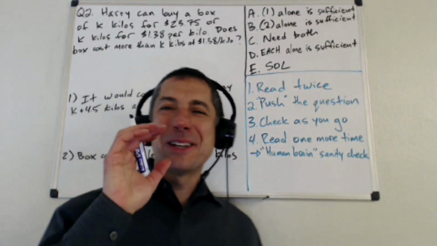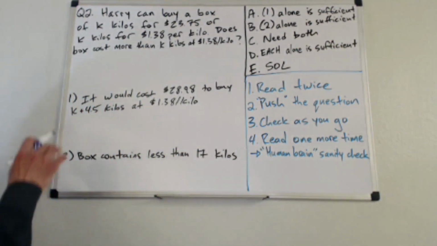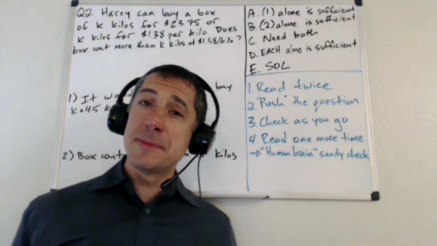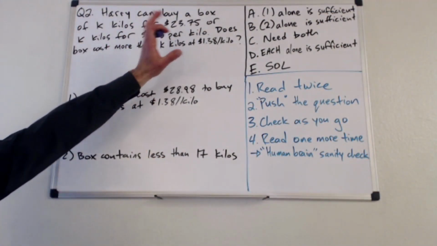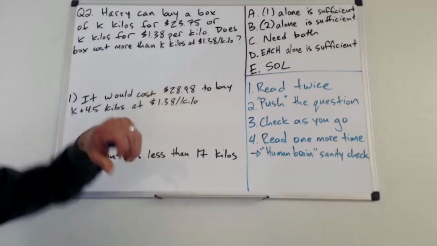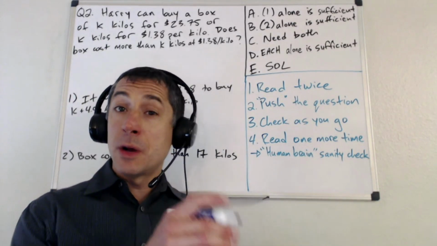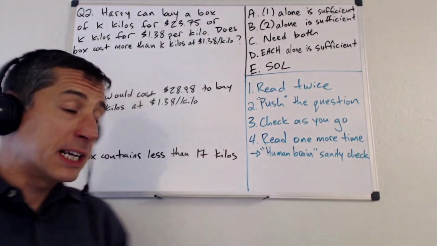Okay. As always, want to read that question twice, be super, super systematic. That's what's going to insulate you against trouble. Here you can buy a box of K kilos of durian. Delicious stuff, smells awful. Banned in Singapore, really interesting fruit. Buy a box of K kilos for $23.75, or you can buy K kilos individually for $1.38 each. And we want to know, is it going to cost him more to buy the box than it is to buy those K kilos of durian individually?